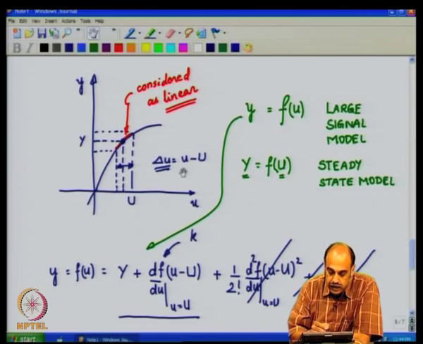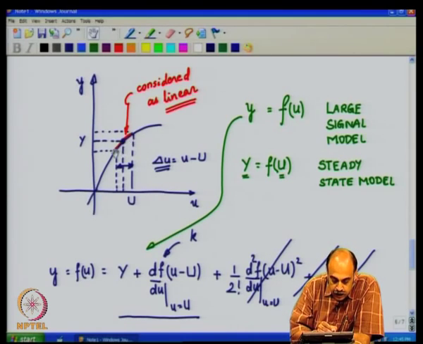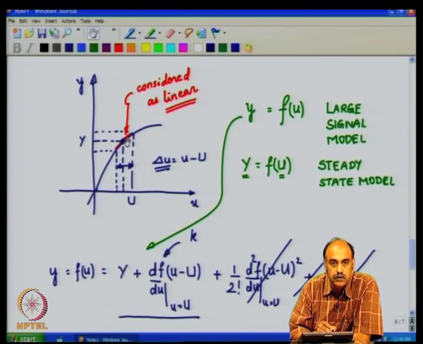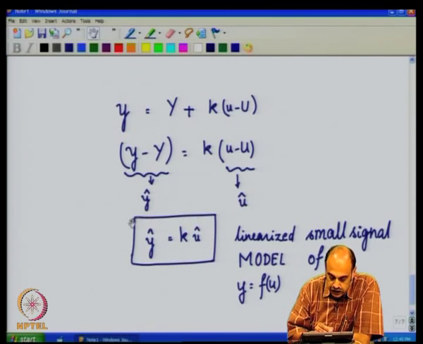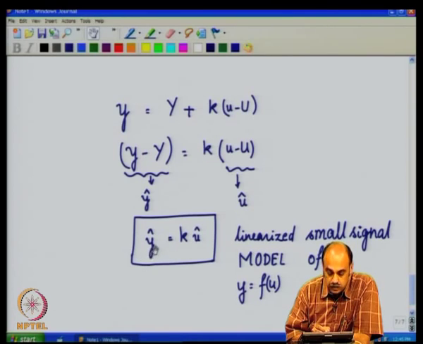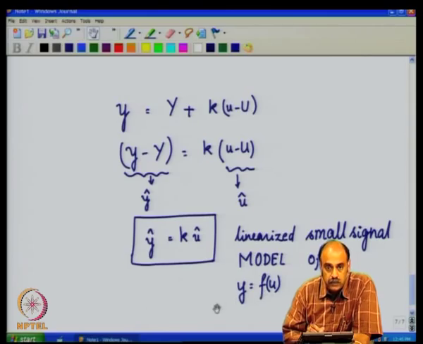And then the equilibrium value, the operating point value, is given by this, Y is equal to f of U. This is called the steady state model. It does not have any derivatives. And thirdly, you have the small signal model, which is basically in the neighborhood of the operating point. So, in the neighborhood of the operating point, we take a very small deviation about the operating point, and that small deviation is so small that we can consider that segment of the transfer curve as linear, and thereby have a model which is a linear model called the small signal model of y is equal to f of u.